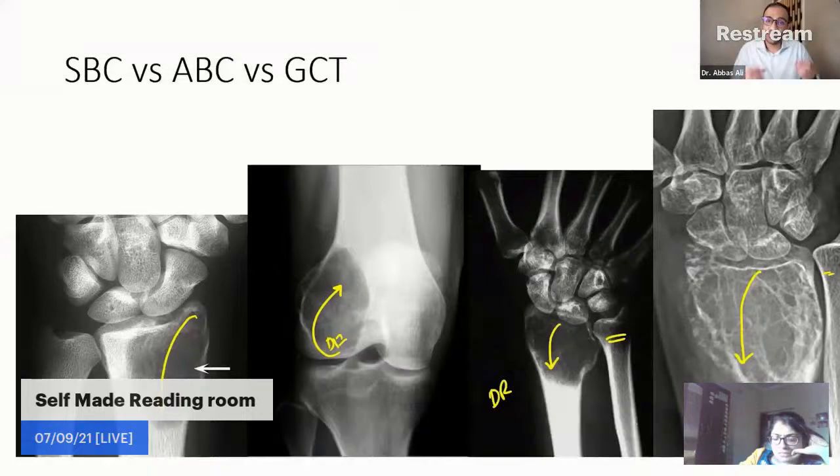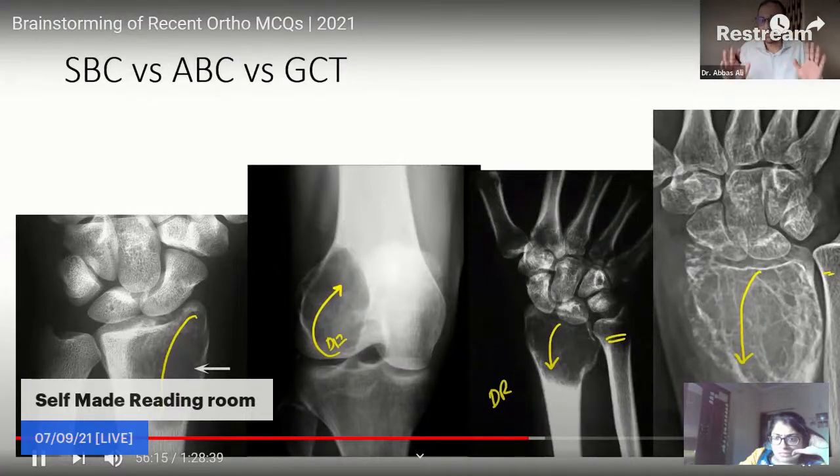The reason I've kept 4 separate images of GCT is so that you should understand, wherever it is, these are the steps you should follow. Look at where the lesion is. Epi, meta, dia. Look at the growth plate. Growth plate is closed. Lesion is epiphyseal. Mark GCT. Move on. Finish.